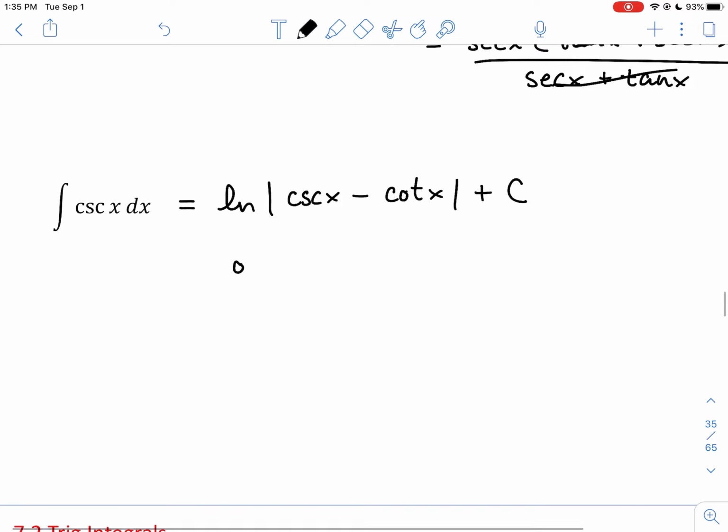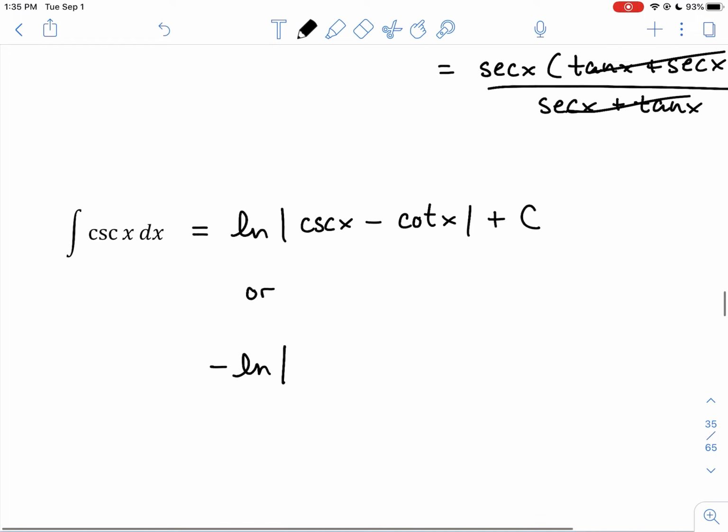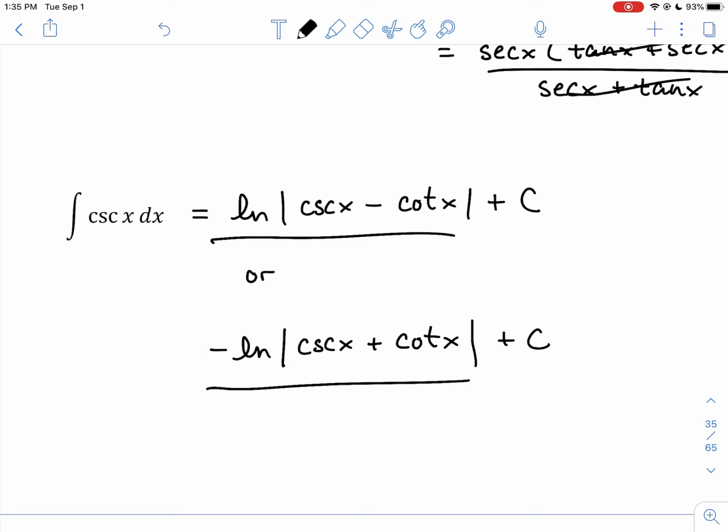Another acceptable answer, which you could also prove through derivative that you sometimes see, is the negative natural log of, and now you just do this exact answer here, but the co-version. So natural log of cosecant x plus cotangent of x. Try either one of these, differentiate this or differentiate that, whichever, and show that the derivative eventually simplifies to just cosecant of x.